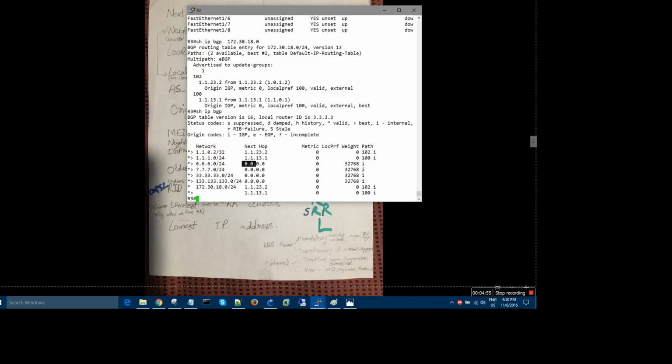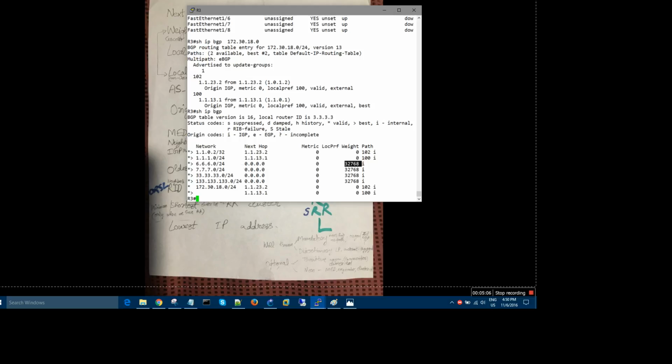Second is the weight, Cisco proprietary. If it's not a Cisco router, it goes to locally originated. So keep that in mind. On router 3, any locally originated route has next hop as 0. So what does that mean? Any traffic destined to this prefix should just be discarded here.